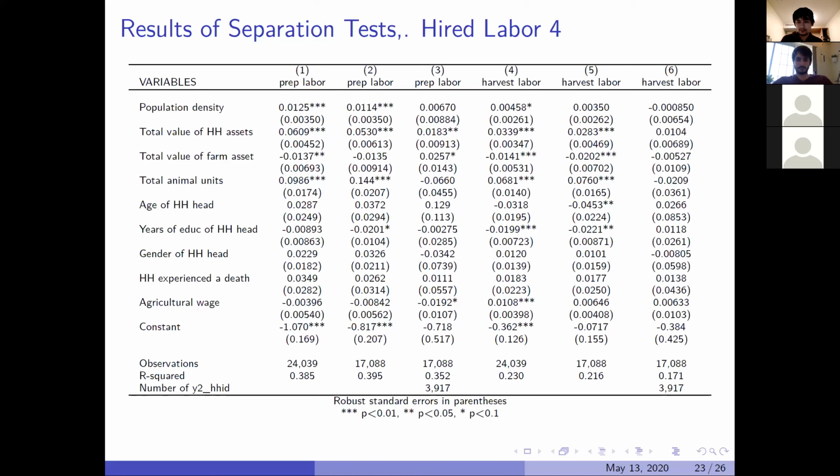And also animal units is increasing the amount of hired labor used, and that could suggest that the hired labor is specializing. Well, we don't see that actually in the panel data specification. So we don't see an increase in the number of animals at the household level increasing the amount of hired labor at the household level, but we do see that at the village level.